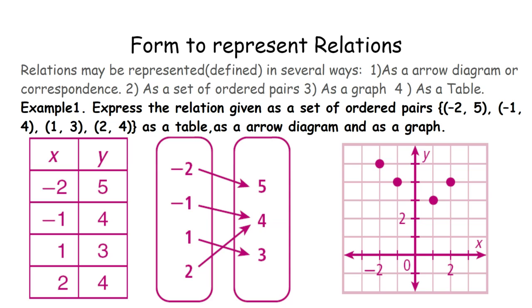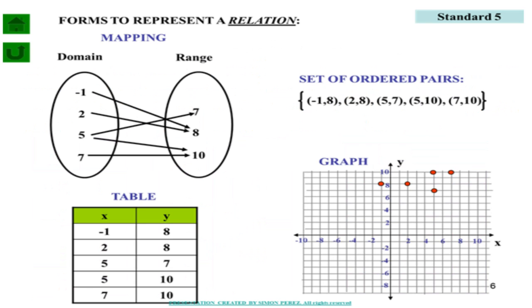Express the relation given as a set of ordered pairs (-2, 5), (-1, 4), (1, 3), (2, 4) as a table, as an arrow diagram, and as a graph, as we have represented in these slides. Forms to represent the relation. Another example: represent the relation by mapping, by set of ordered pairs, by table, and by graph.